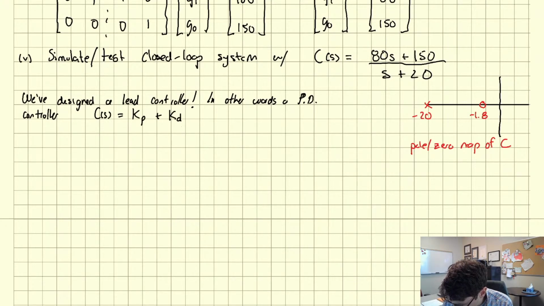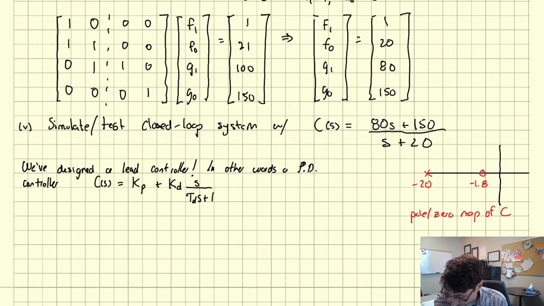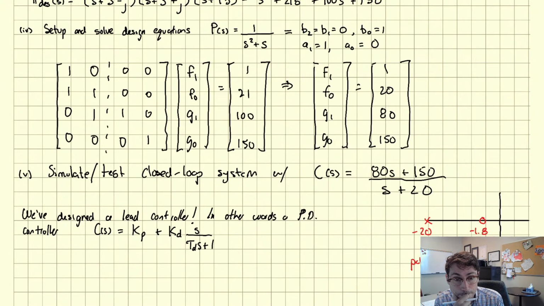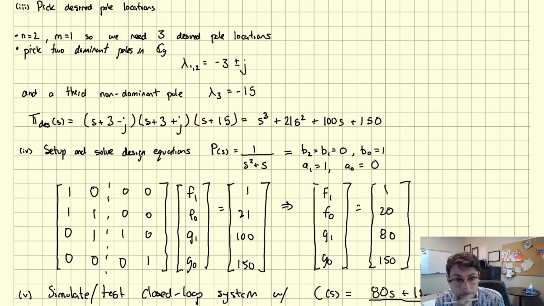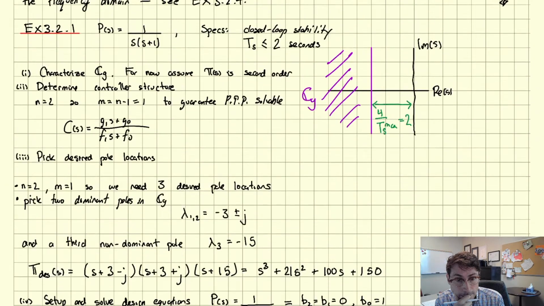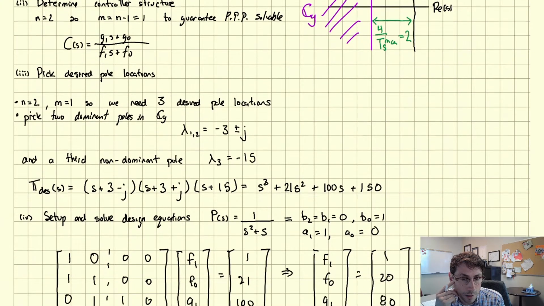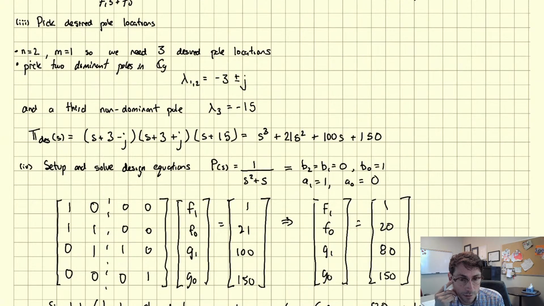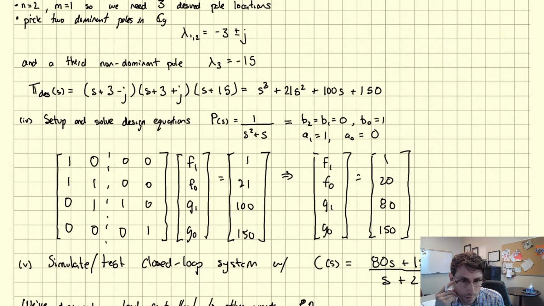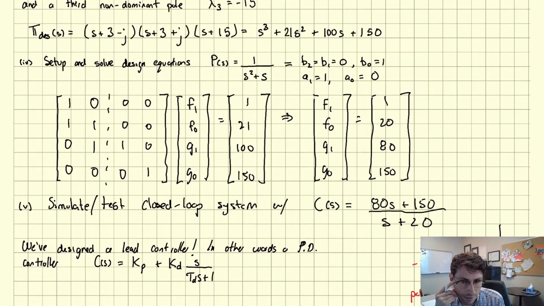With the same kind of practical derivative term that we talked about last class. All right? So that's the basic idea. Those are the steps. Characterize the good region, figure out what kind of controller you want to use, pick the desired pole locations, generate the design equations, and finally, test the controller.